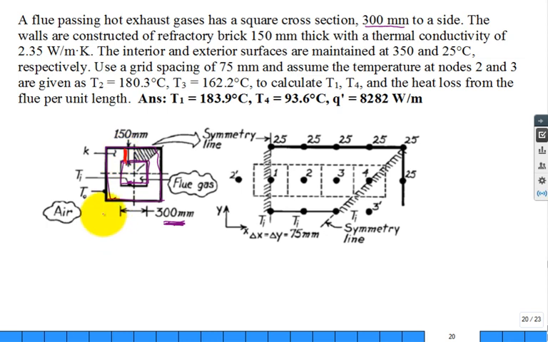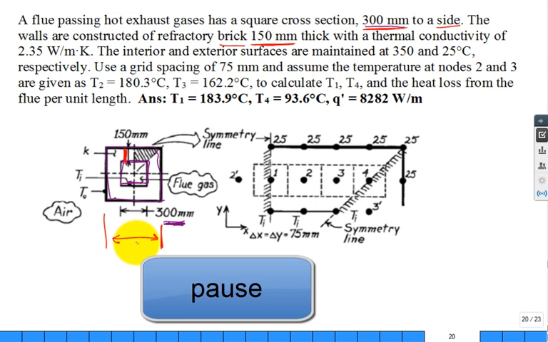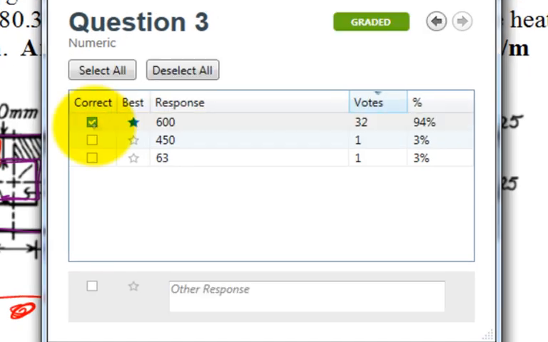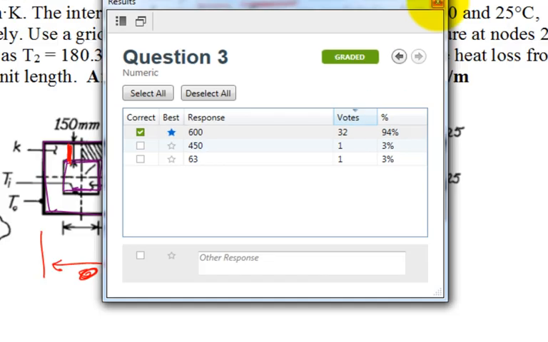So a little bit of geometry. Can you tell me what is the dimension from outside to outside? We'll take a numeric response. There's 300 millimeters on the inside, and the brick is 150 millimeters thick. And all I want, in units of millimeters, is what is this distance right here? Good, 600, right? 600 millimeters. That just helps you wake up.